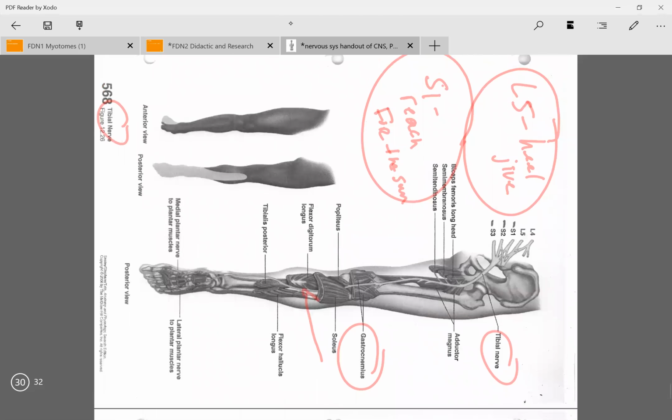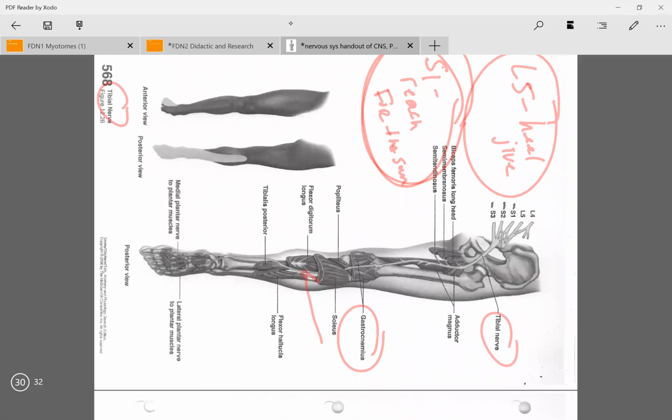All right, so tibial nerve, muscle testing, S1, reach for the sun. The muscle you test is the gastrocnemius. All right, this is the sensory area, which is basically the calf area. So that's your Q-tip and pinwheel. Does this feel the same as this?